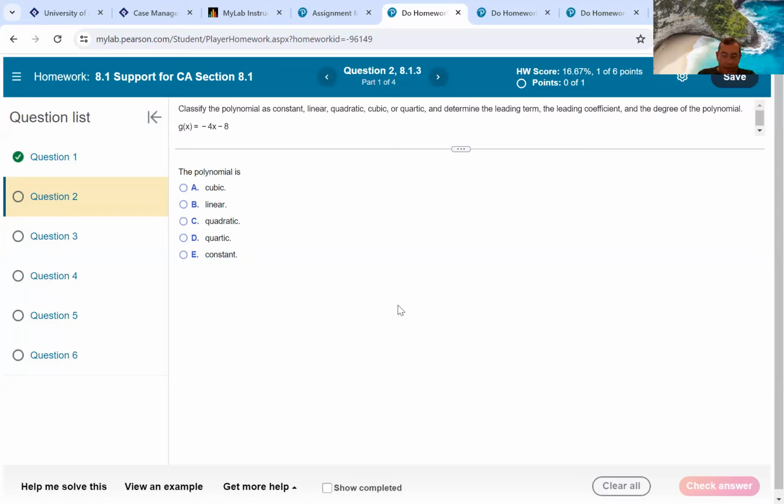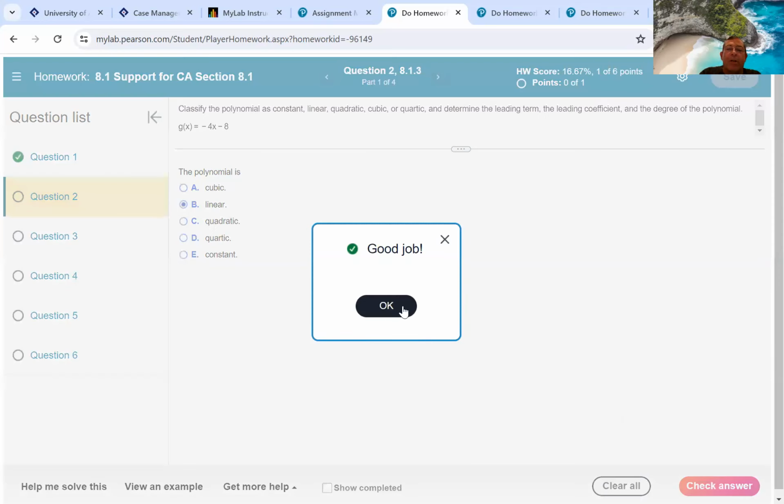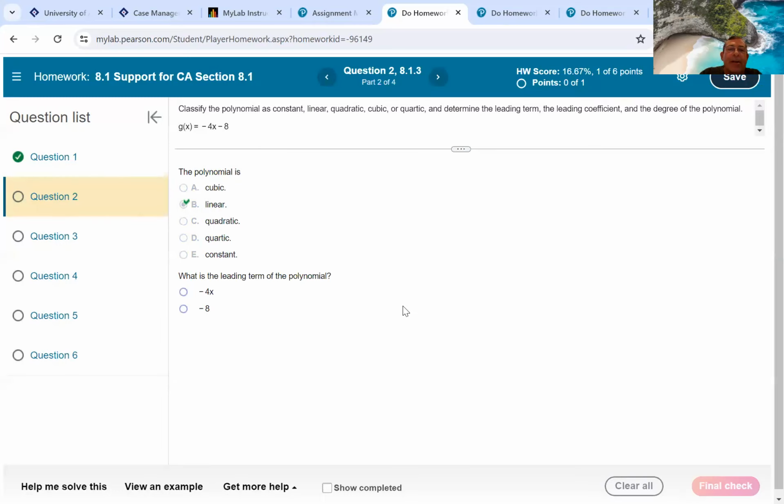All righty, y'all. So this polynomial, negative 4x minus 8. There's not an exponent by the x, so we would treat it like a 1. And to have an exponent of 1 as your degree makes this thing linear. So remember, those are like straight lines, so that's where they get that linear from. The leading term, well, that's going to be the negative 4x.